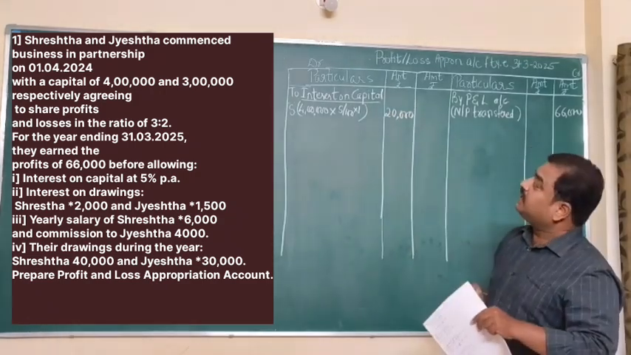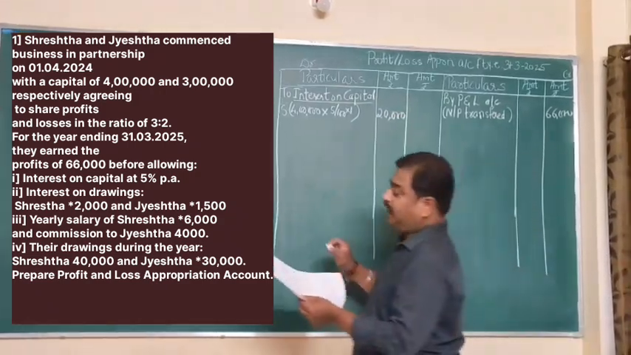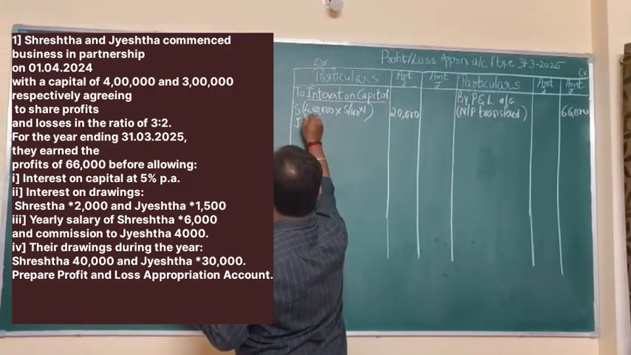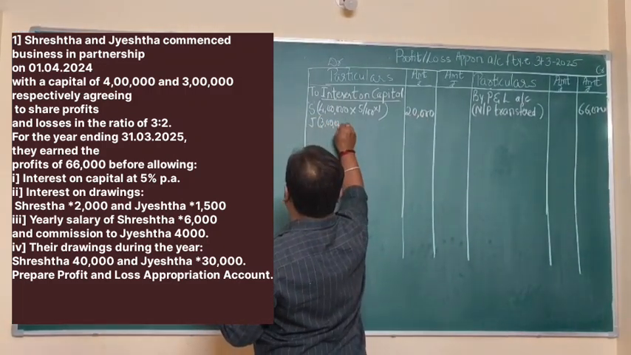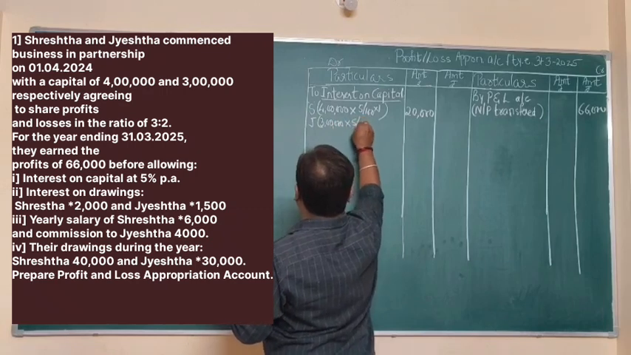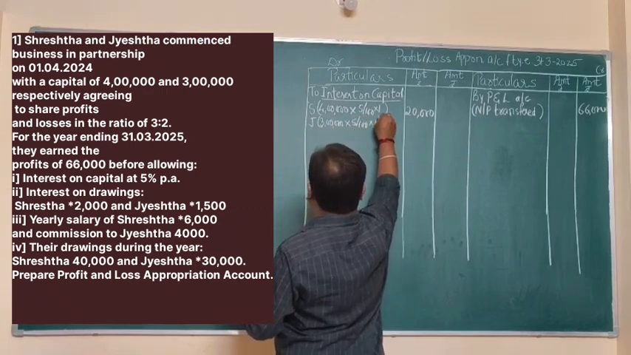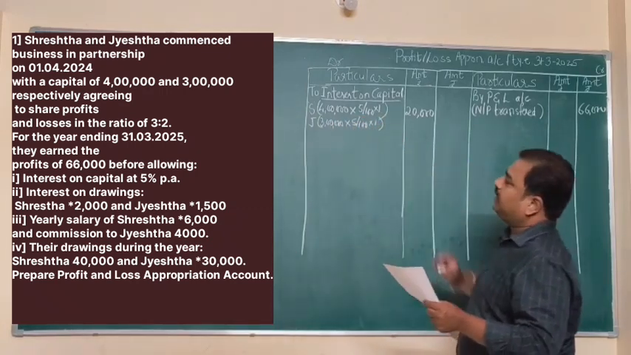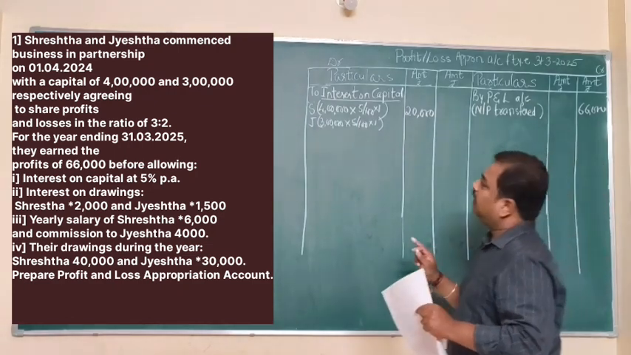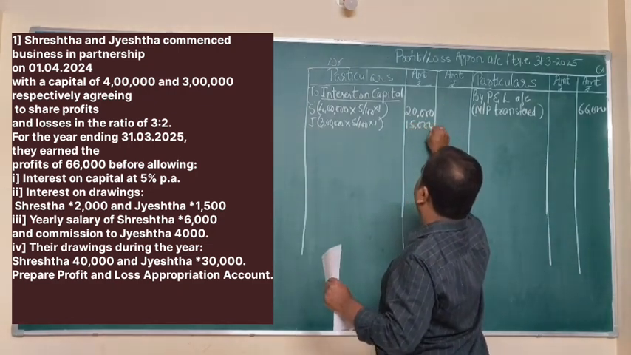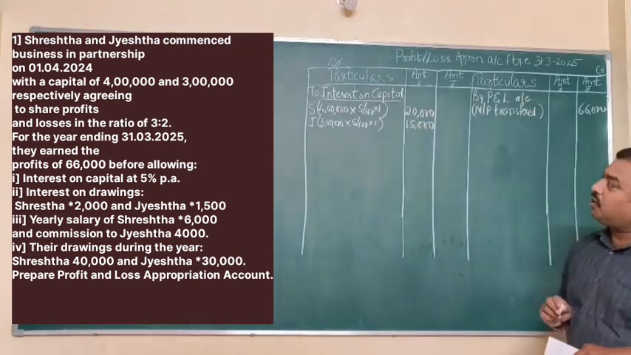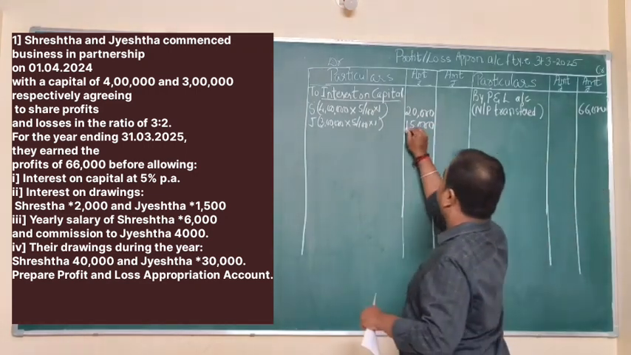20,000 rupees. This is interest on Shrestha's capital. Jyeshtha, what is Jyeshtha's capital? 3 lakhs. 3 lakhs into 5 by 100 into 1. That is 3 lakhs at 5%, 15,000 rupees. 15,000 rupees is the interest on Jyeshtha's capital.